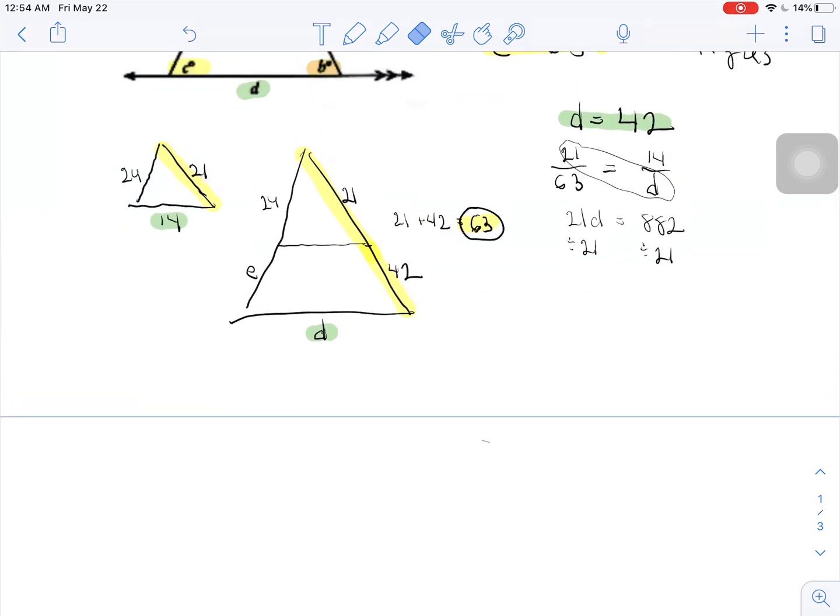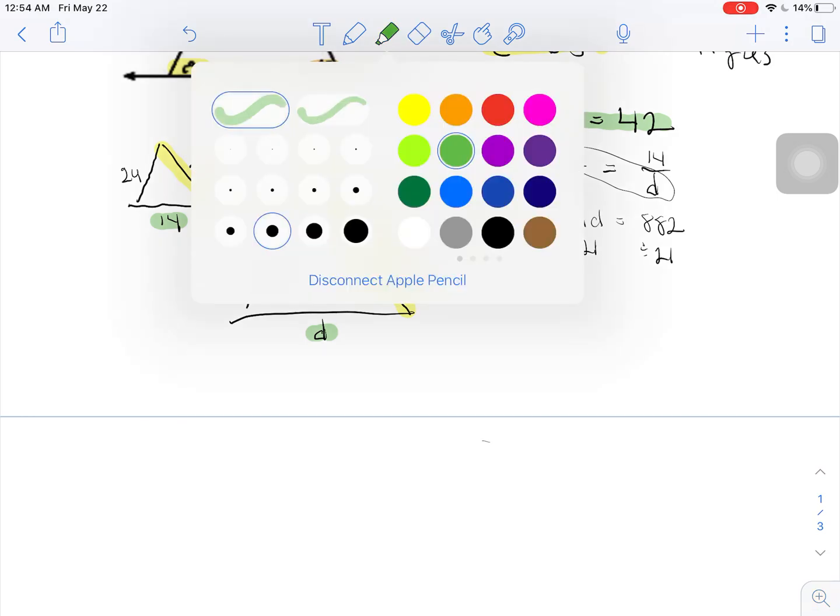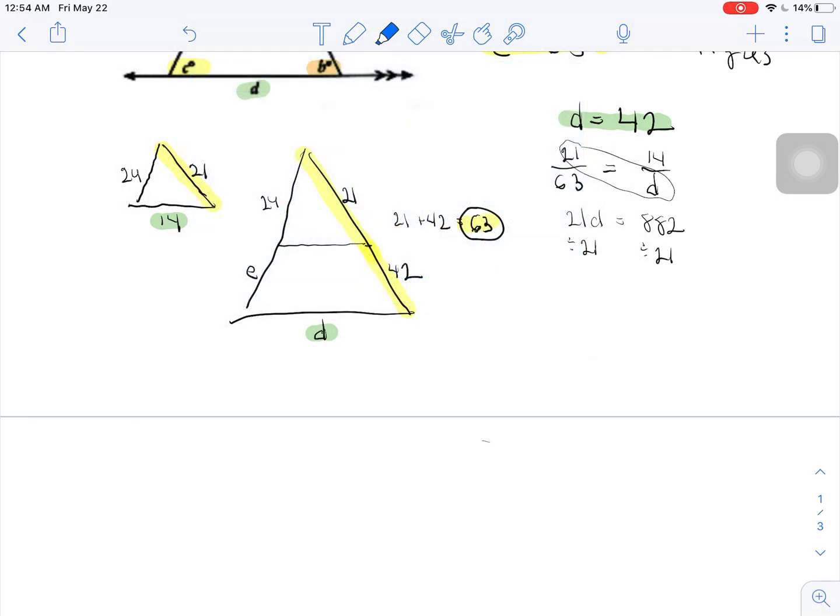Okay, so E is going to be a little bit trickier because E is actually part of a side length. I want to walk you through how that works. E is part of the big side of the triangle. So before we can find E, we actually need to find the entire big side of the triangle.